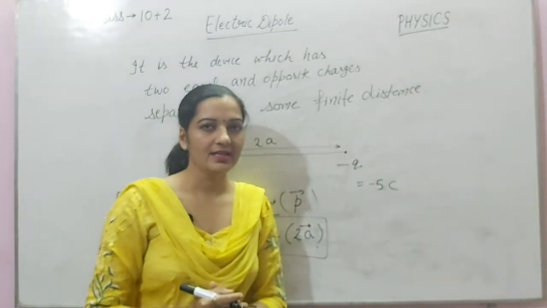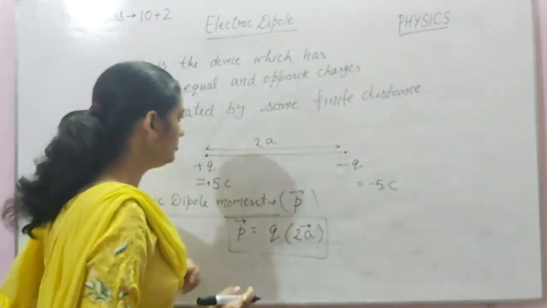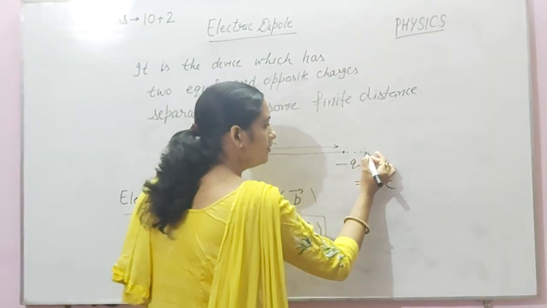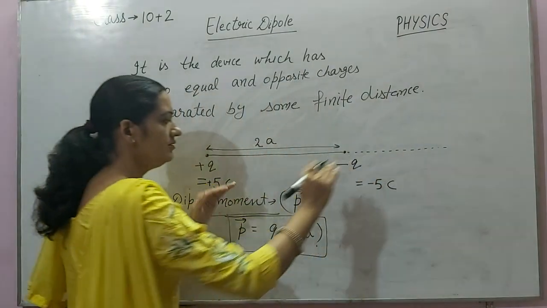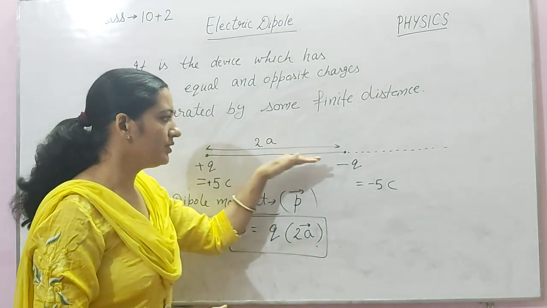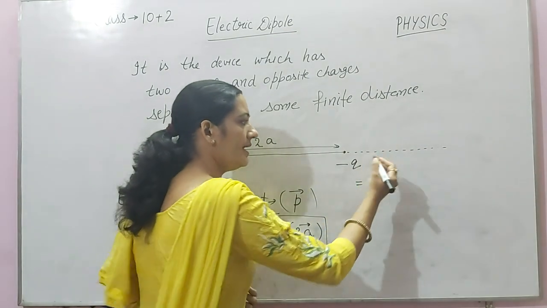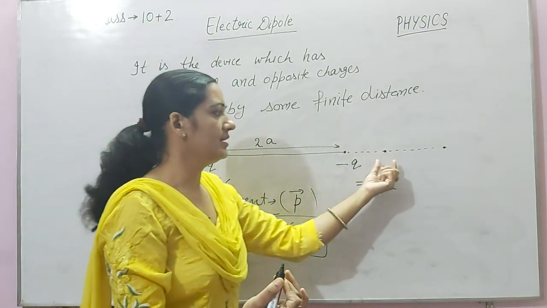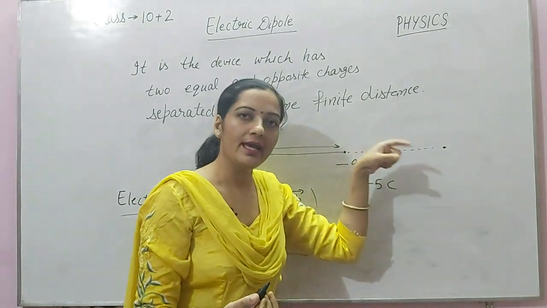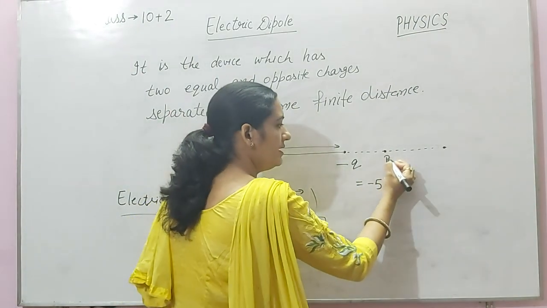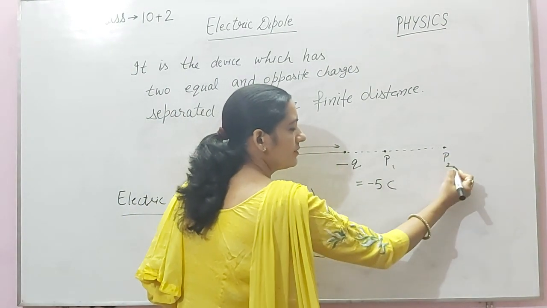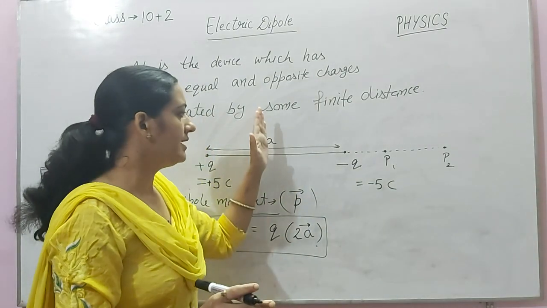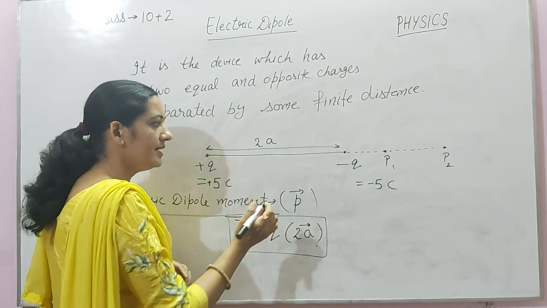Now what is axial line and what is equatorial line? You have to know that. Axial line is just the extended line of the dipole. If I increase the length of this dipole, then any point on this line is axial line. Observation point will be here or here on axial line.